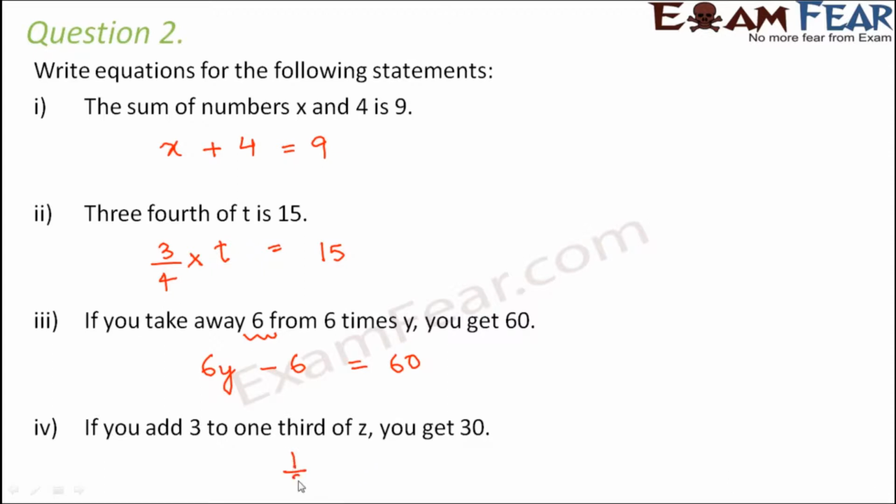If you add 3 to 1/3 of z, so how do you write 1/3 of z? It is nothing but 1 by 3 of z. So you add 3 to 1 by 3 of z, and what do you get? You get 30. So z by 3 plus 3 is equal to 30. So this is how we convert statements into equations.